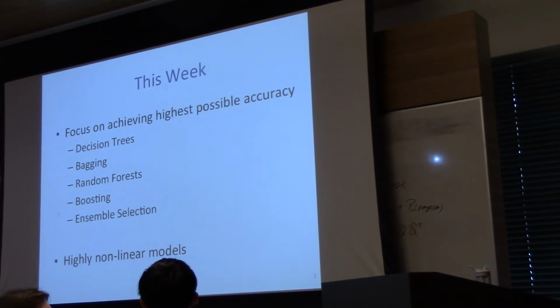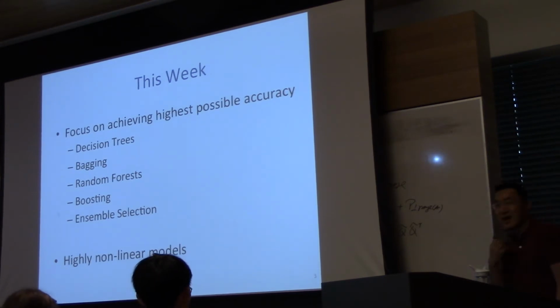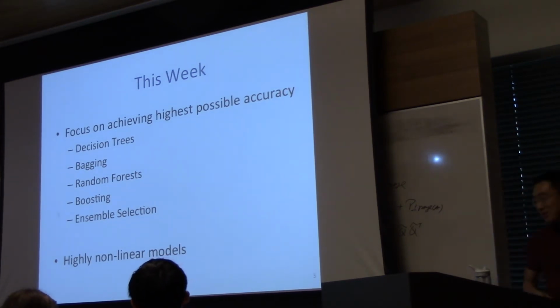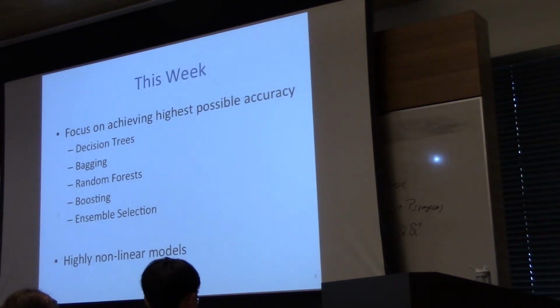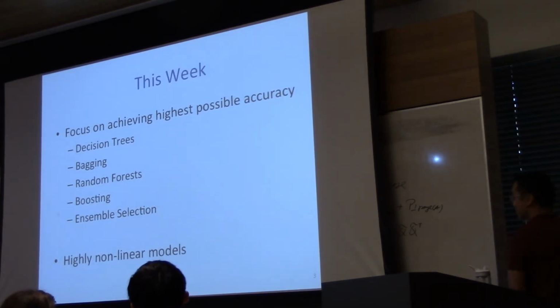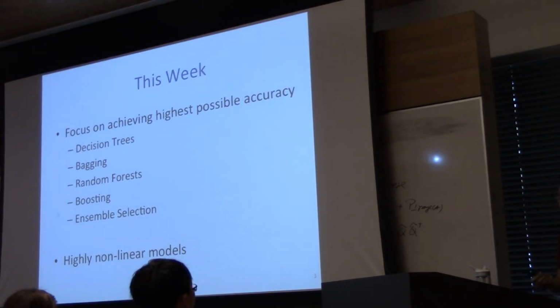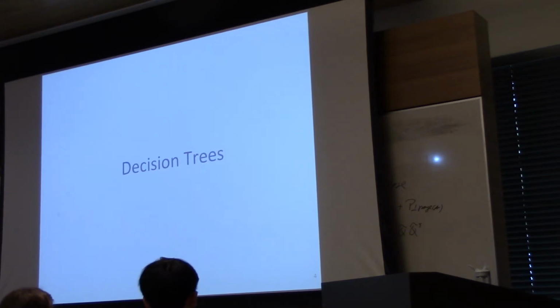Okay, anyways. So this week, we'll be focusing on learning algorithms and models whose goal is to achieve the highest possible accuracy on some data set, like a classification or regression data set. In doing so, we'll be looking primarily at decision trees and methods that use decision trees as a response, such as bagging, random forest, boosting, and ensemble selection. The thing to keep in mind about these models is that they're highly nonlinear. These are not linear models, not even close. Okay, so we're going to start with decision trees.